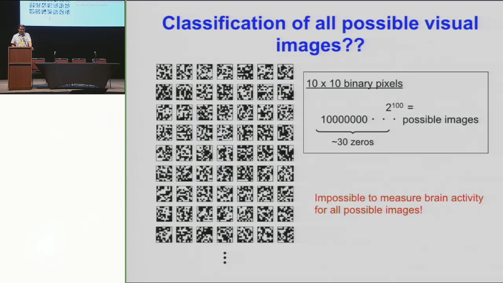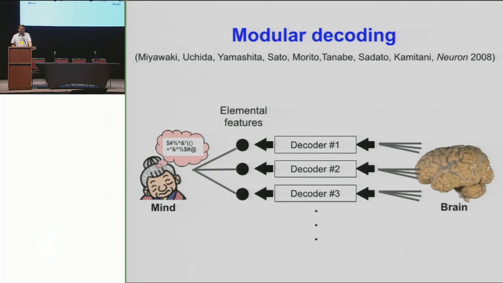And we came up with a modular decoding approach. Here, no matter how complicated our mental state is, maybe we can think of it as a combination of some elemental features. Okay. So for instance, a color in this region.